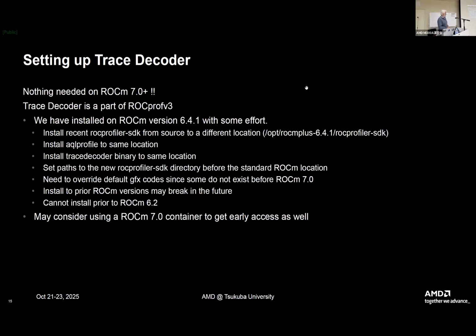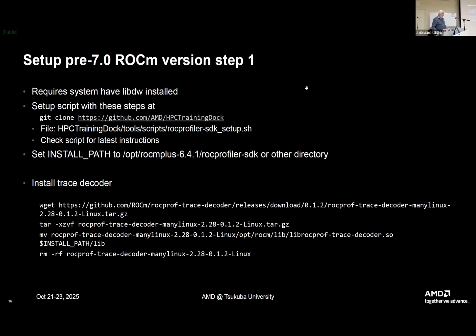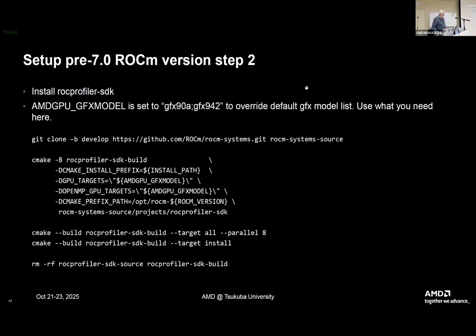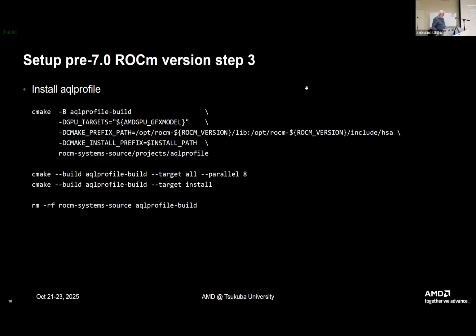TraceDecoder is kind of tricky, and I would actually recommend that if you're going to try that, use the ROCm 7.0 release. I did get it to install on 6.4, but it was kind of tricky to get that to work. I'm going to skip the instructions for 6.4. This does use a binary package called AQL profile. So that just gets copied over to the system.